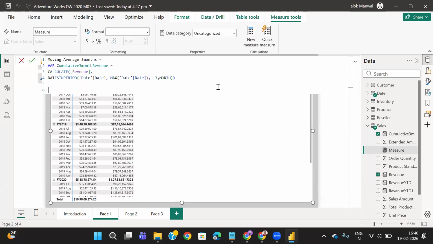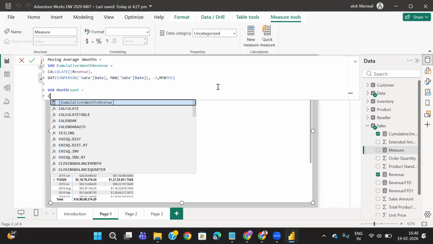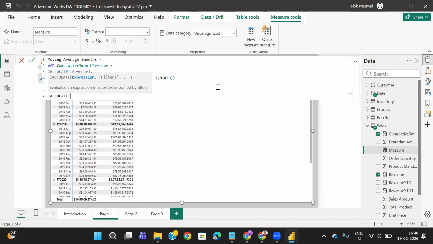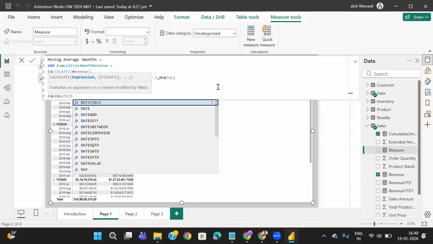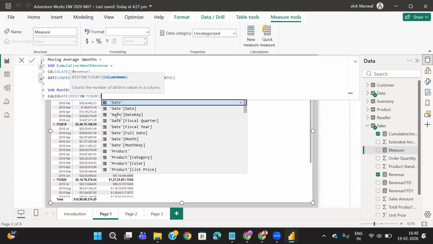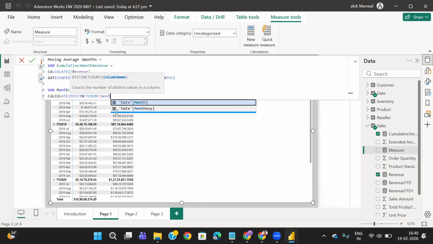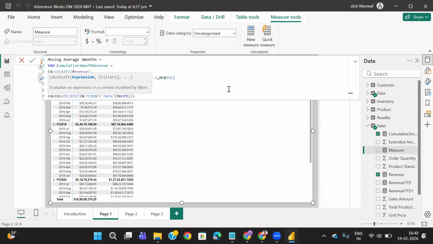Now what I'm going to do is create another variable which is month count. And how are we going to calculate month count? It's the same way. Calculate, what do I have to count? Distinct count. Distinct count of what? Month. Distinct count of month.